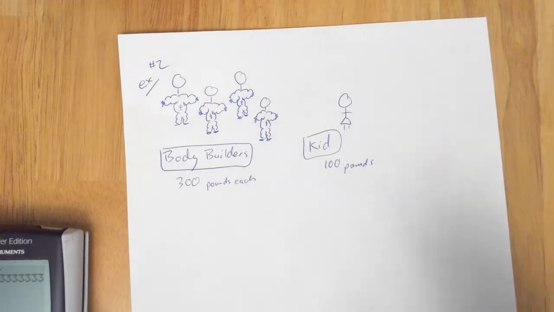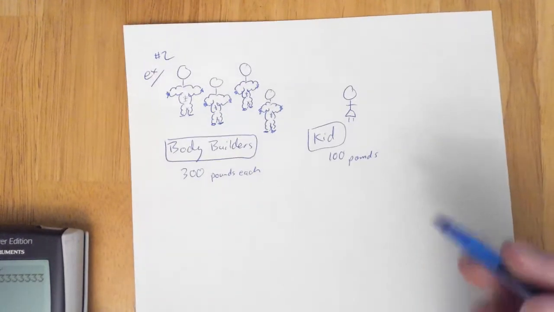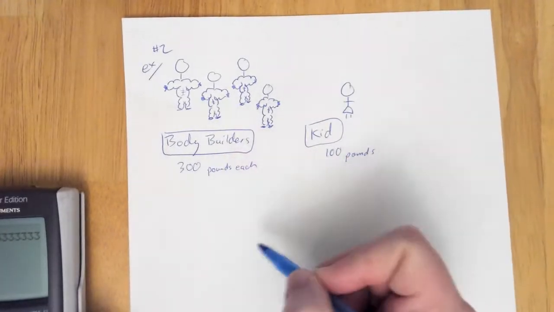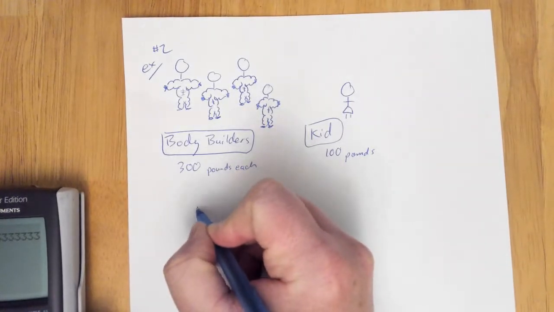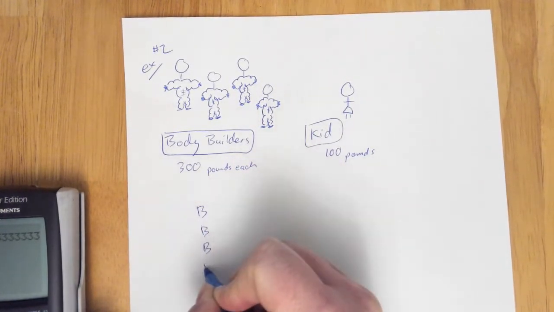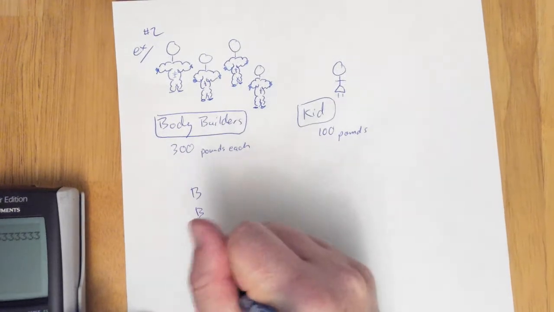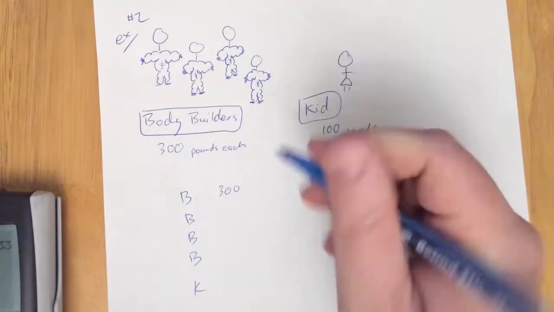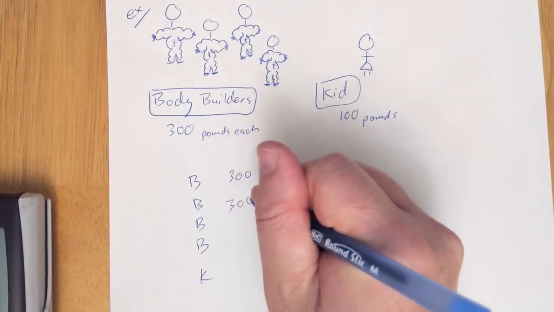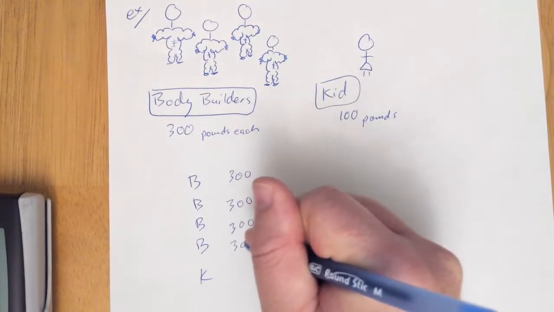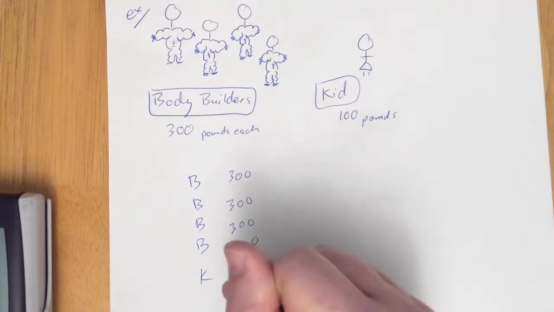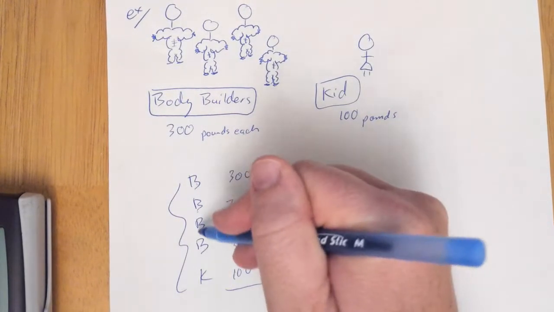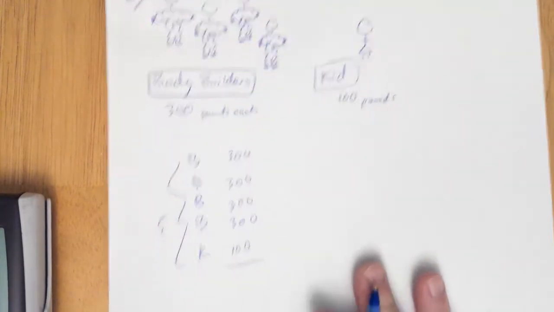All right, let's do another example. Now that I've shown you 3 ways, I'm just going to do one and be done with it. There are 1, 2, 3, 4 bodybuilders and 1 kid. I'll zoom in a little bit. So 300, 300, 300, 300, and then 1 kid, so 100. There are 1, 2, 3, 4, 5 people.